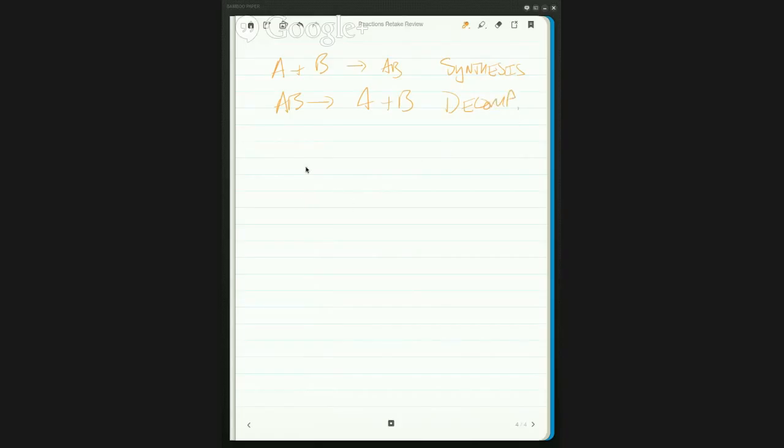Decomposition, okay? And you could also have something like ABC goes to AB plus C. That's also decomp. So don't be fooled by the fact that sometimes you have a compound and an element come together to form something bigger, or something bigger breaks down into a compound and an element.